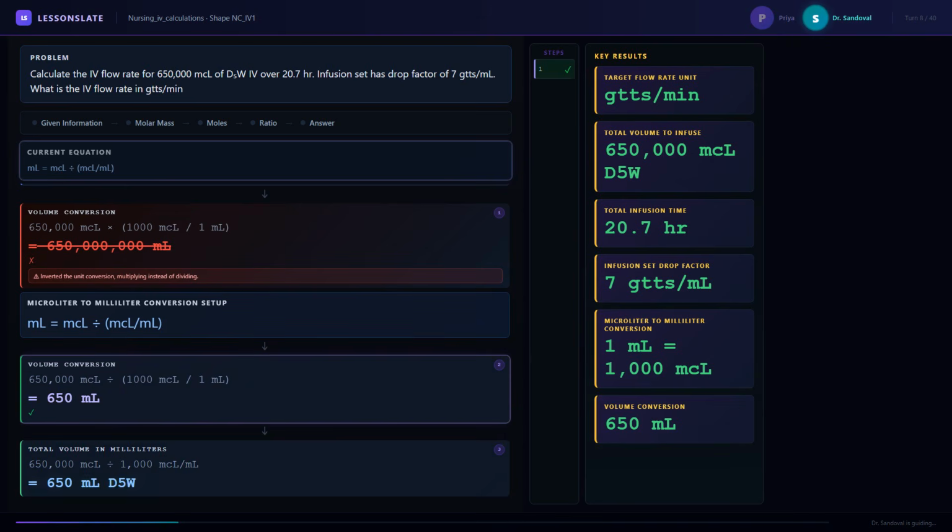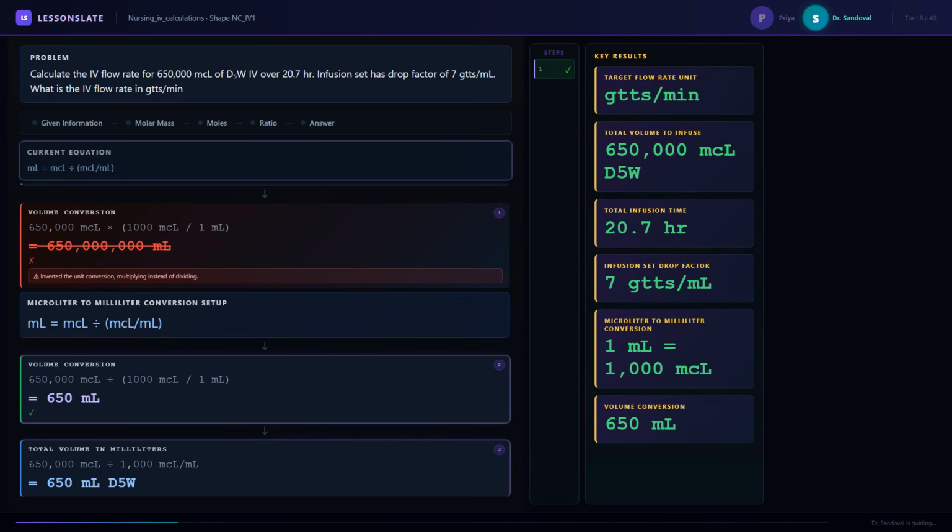Yes, that's exactly right, Priya. 650,000 microliters divided by 1,000 microliters per milliliter equals 650 milliliters. You've correctly converted the total volume to milliliters. It's excellent that you caught your earlier inversion and understood why division was the correct operation for converting from a smaller unit to a larger one.